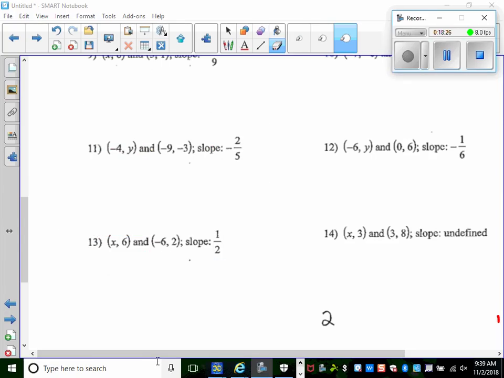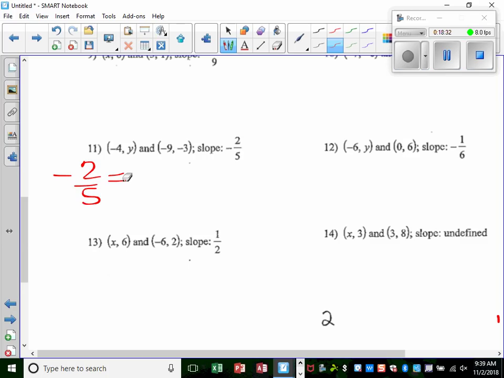So looking at question number 11, we're going to do the exact same thing. We're going to start with our slope, which is -2/5. We're going to assign x1, y1, x2, y2. Guys, it's always a good idea to put those x1, y1s above those coordinates so you can make sure you're choosing the right one. So my y sub 2 is -3 minus y, over x sub 2, -9, but minus a -4 is going to be what? What's minus a -4? +4.